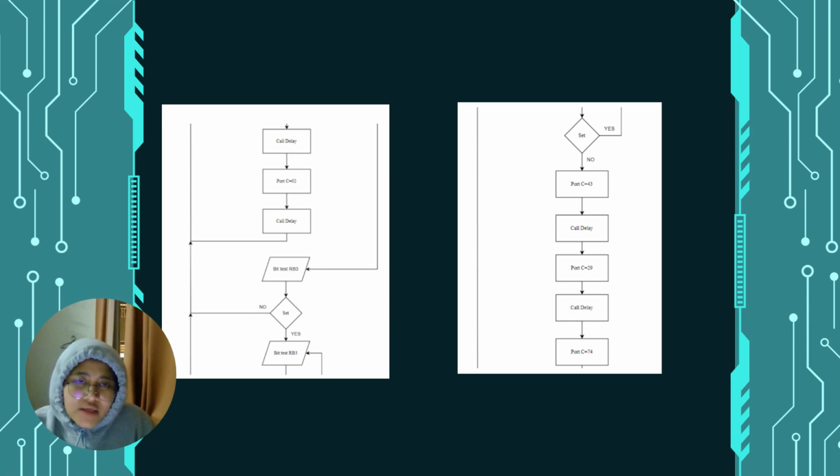Then port C is equal to 43. Then call delay, port C equal to 29. Call delay, port C equal to 74. Call delay, then port C equal to 99. Then it will end the program. Before that, it clears port B, sets port B to 0. Then the program will end.